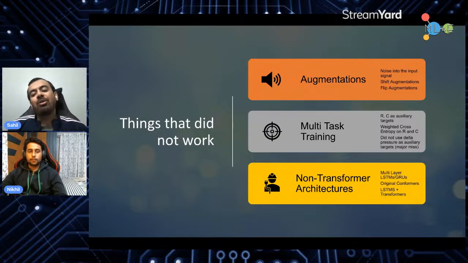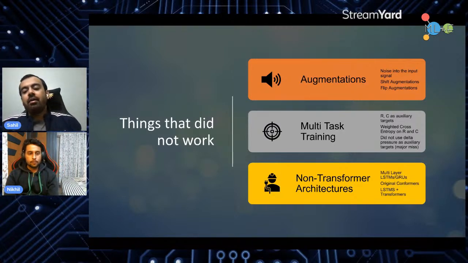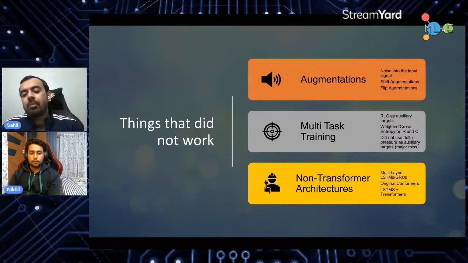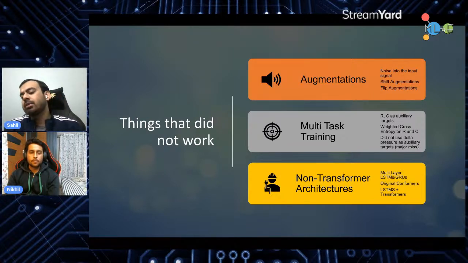And finally, coming on to the architectures. The final model was a transformer only architecture, but there were multiple other things that we tried, and we started with what other people started with. This was the common theme of this competition: trying your sequential models, LSTMs and GRUs. LSTMs worked to some extent for us, but post that we hit a wall on the performance, and we couldn't improve the performance of the LSTMs.